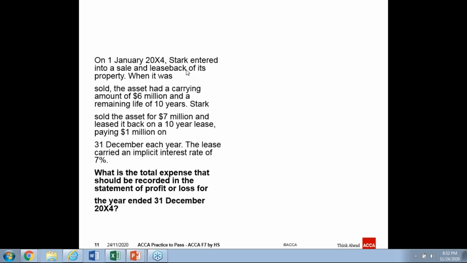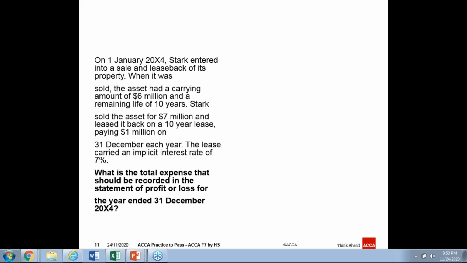I'm just reading this scenario. On 1st January, Stark entered into a sale and leaseback of its property. When it was sold, the asset had a carrying amount of 6 million and a remaining useful life of 10 years. Stark sold the asset for 7 million. The remaining useful life of the asset is 10 years and the lease period is also 10 years. Here, the most important point is that the lease period is also 10 years. The annual installment is 1 million and the implicit interest rate in the lease is 7%.